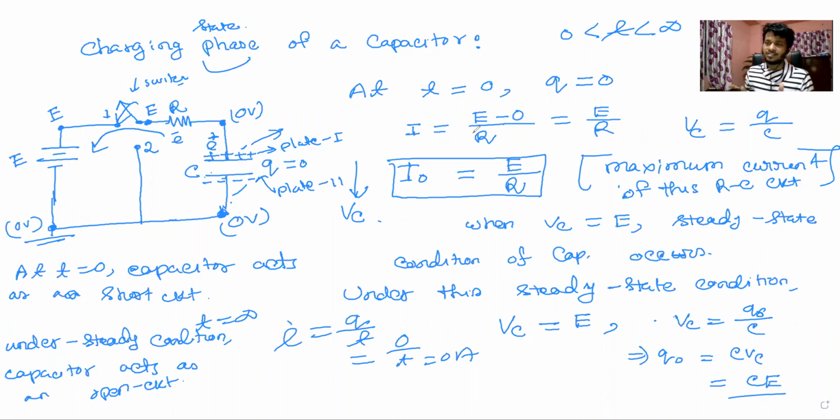We have already analyzed what happens at time t equals 0, that means at initial state, and what happens at time t equals infinity, that means when the steady state condition is achieved. Now we have to analyze what would happen in between the initial state and the steady state condition. Now we will analyze it.